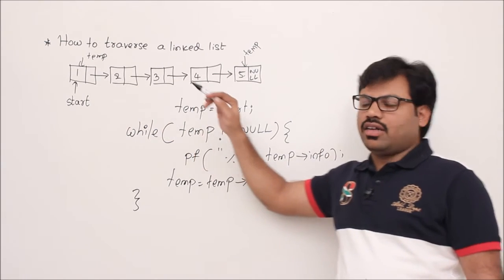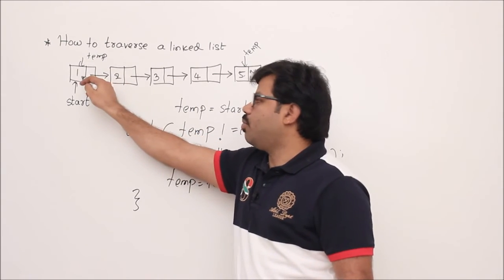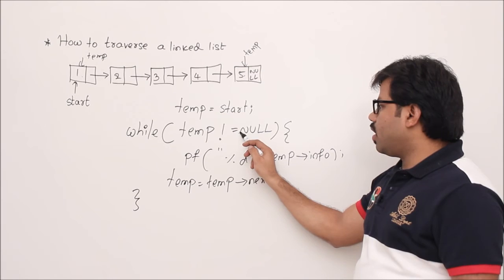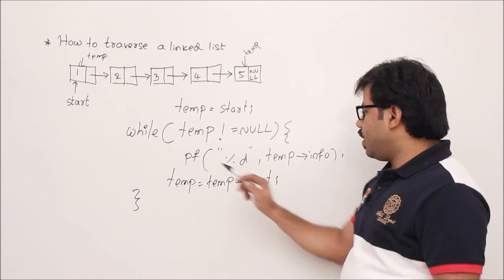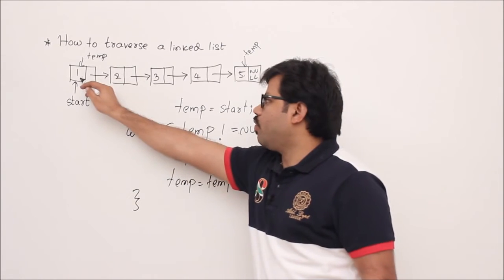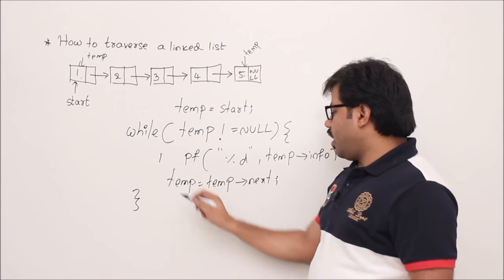Temp is not null, because it is pointing to a valid box. So the condition will become true, right? Then printf temp cap info. Temp cap info is 1, so 1 will be printed.